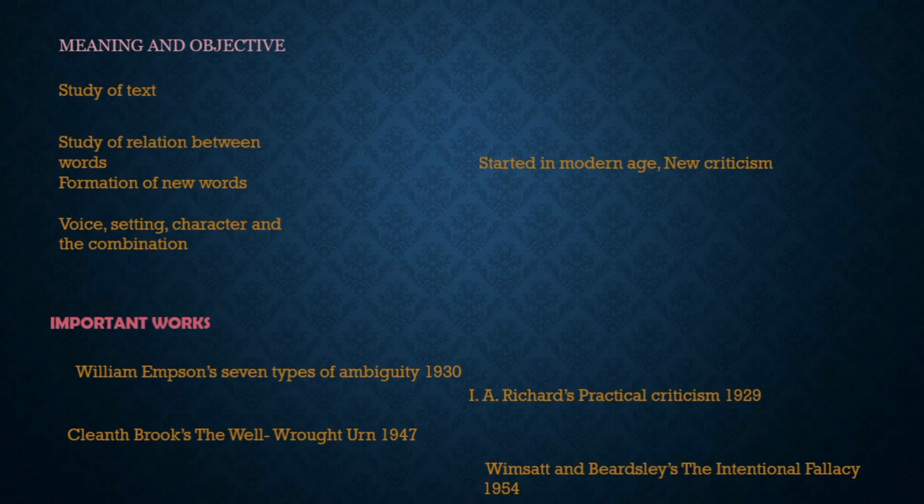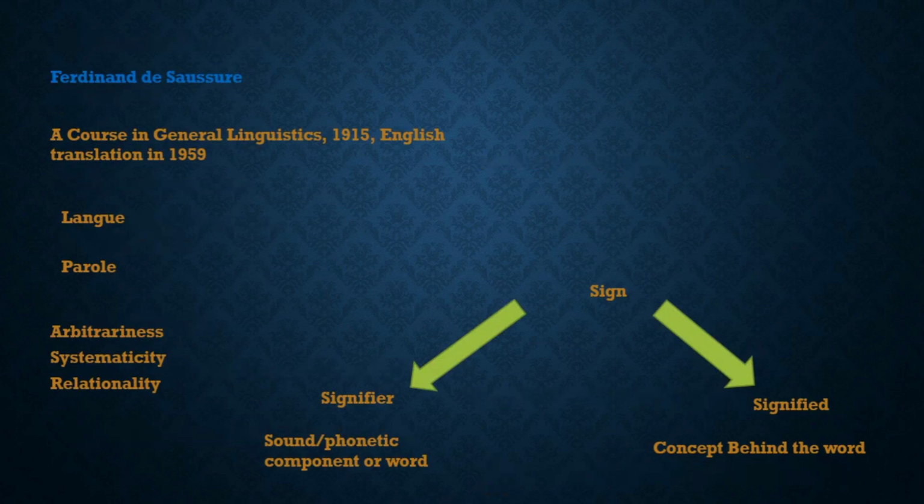Now let's talk about the most phenomenal linguistic theorist, Ferdinand de Saussure. On the next slide, friends, Ferdinand de Saussure is a very famous linguist. Let's go through Ferdinand de Saussure. In 1959, friends, a book on linguistic theory was published, called A Course in General Linguistics. It was basically written in 1915, fine, but later it was translated into English in 1959, fine.